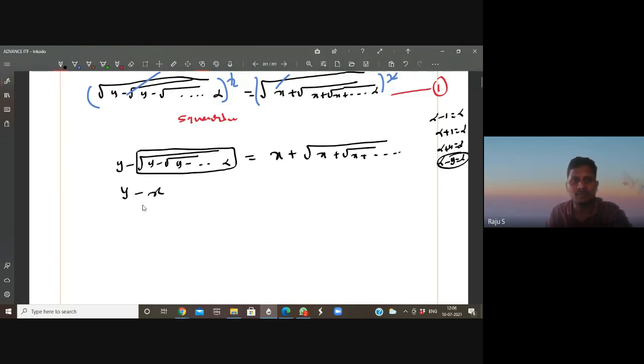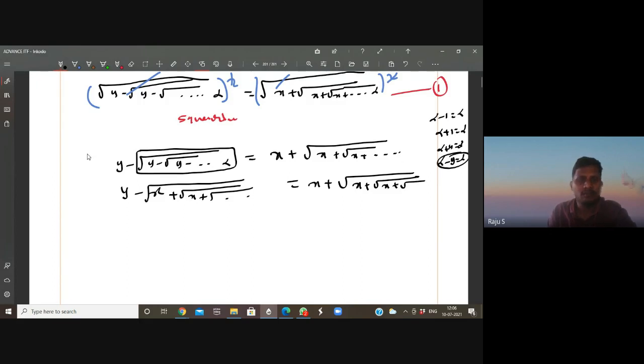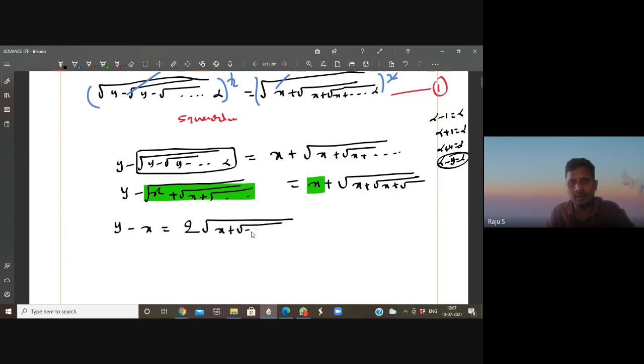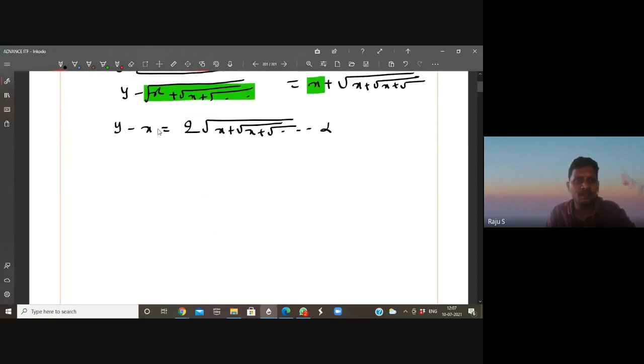So from equation 1, the square root of this value is equal to, we should write, the square root of x plus square root of x plus square root of x and so on, which is equal to x plus the square root of this value. Now I want to take this x to the left side and this minus value to the right side. So finally, y minus x is equal to, this minus becomes plus, 2 times x plus square root of x plus square root of, an infinite series, we will get. Is it clear? Now again squaring on both sides.